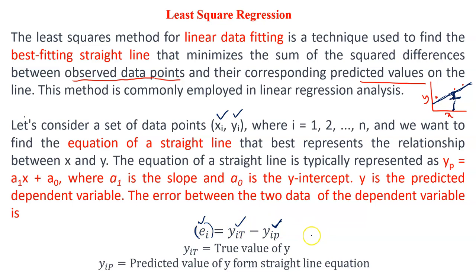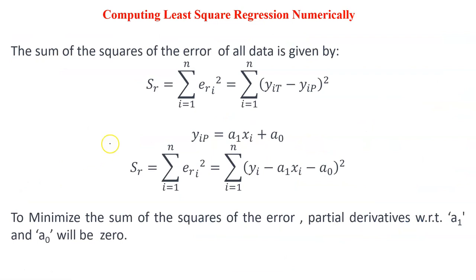Now if I take the error sum of that, EI is the error. If I take the sum of all the errors, first we square that error: YIT minus YIP, and then we take the sum over all these data points. Here, the sum of the square of the error of all data is given by SR. SR is the summation of the error squared, I from 1 to n, so we can write it as YIT minus YIP squared.